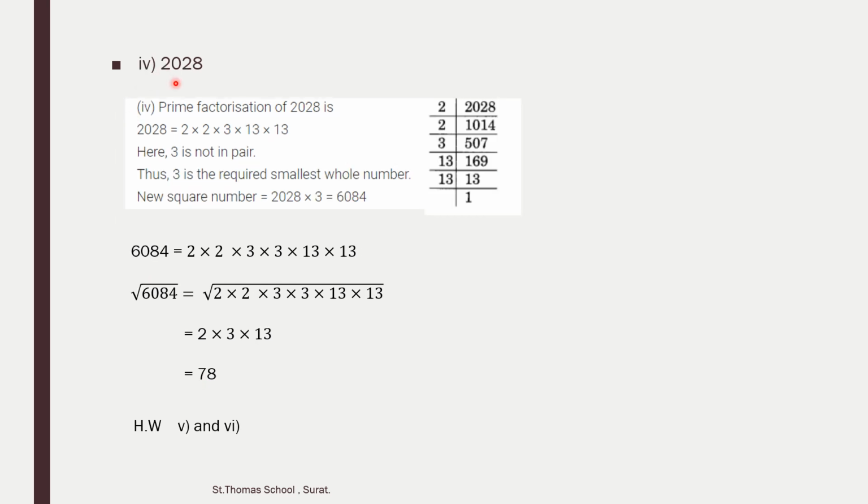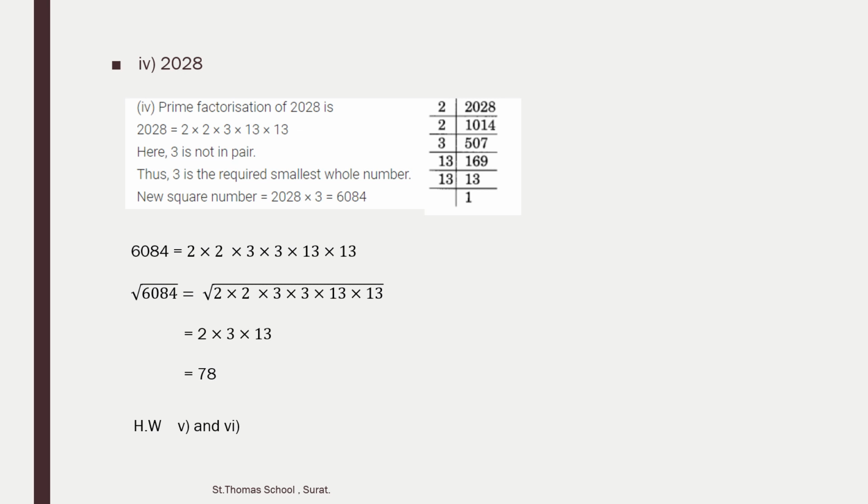Fourth one, 2028. First you have to find the prime factors of 2028. First divide by 2, that is 1014. Again divide by 2, 507. Divide by 3, 169. 13 13s are 169. Again divide by 13, that is 1. So what is the prime factorization of 2028? That is 2 multiplied by 2 multiplied by 3 multiplied by 13 into 13.